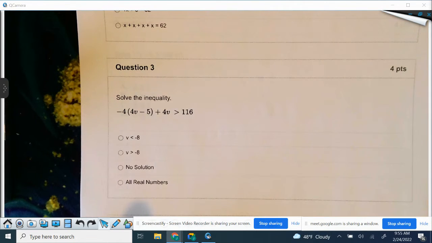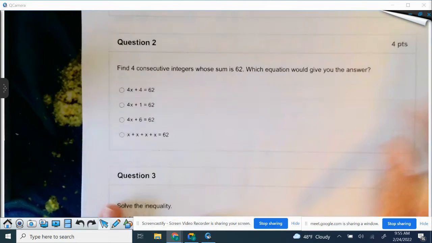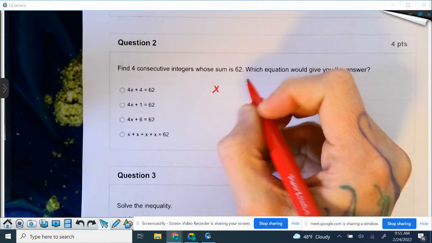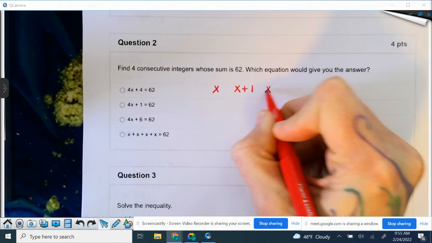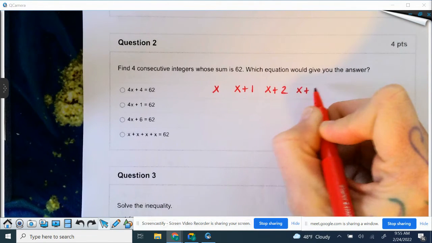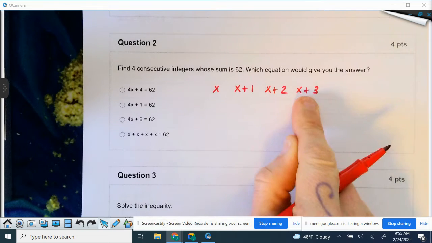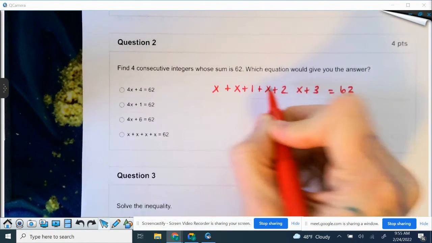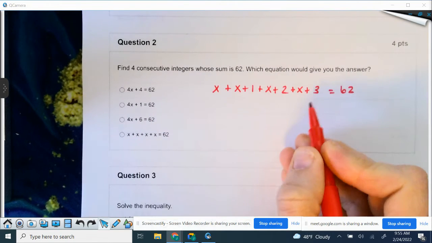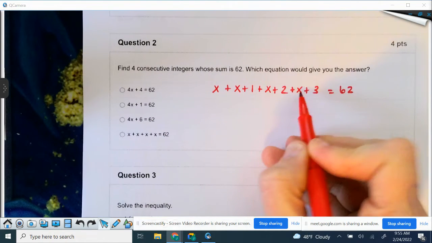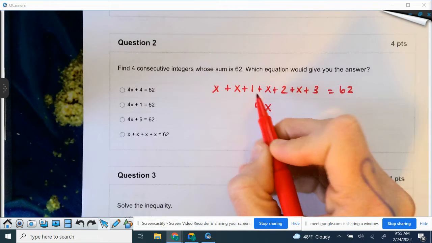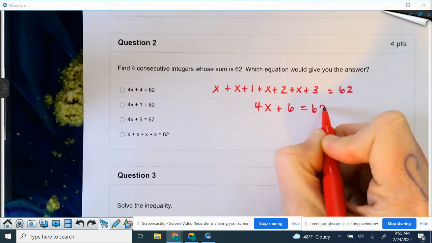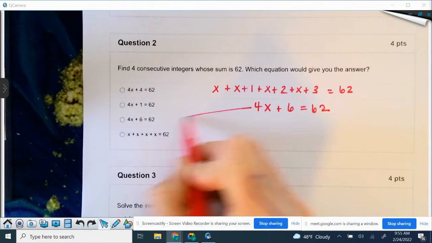Number 2. Find 4 consecutive integers whose sum is 62. So just consecutive integers. Then we have x, x plus 1, x plus 2, x plus 3, equals 62. And all of these, we're going to add those together. Again, they've cleaned this up. So 1, 2, 3, 4x. 1 plus 2 is 3, plus 3 is 6, plus 6 equals 62. And there's our answer right there.